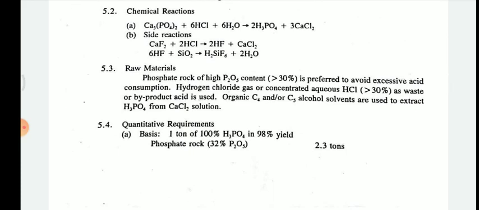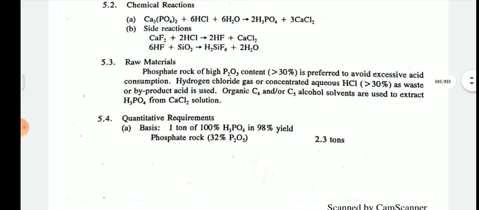And what are the raw materials and their usage? Phosphate rock of high P2O5 phosphorus oxide content, which is greater than 30%. That means the phosphate particles should be at least a minimum of 30%, which is preferred to avoid excessive acid consumption. Then hydrogen chloride gas or concentrated aqueous HCl.